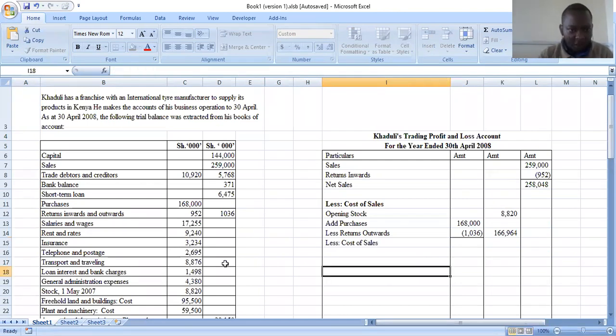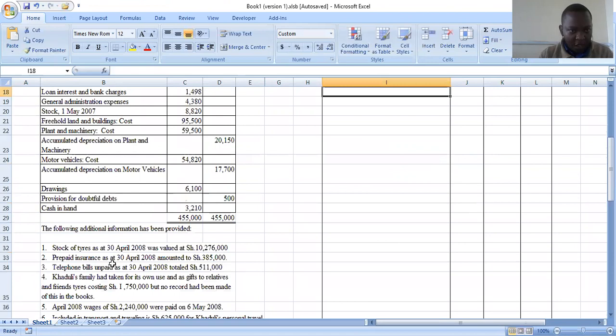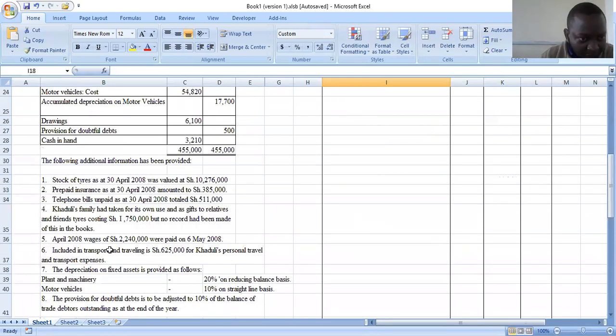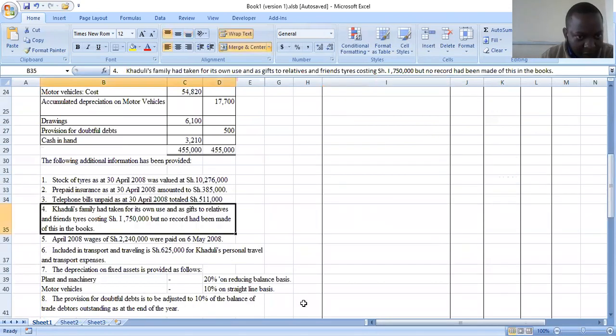But there is additional information, number 4. Kanduli's family had taken for its own use and as gifts to relatives and friends tires costing 1,750 million, but no record has been made of this in the books. This is something that ought to have been recorded in the books, but it was not, so it needs to be adjusted for.